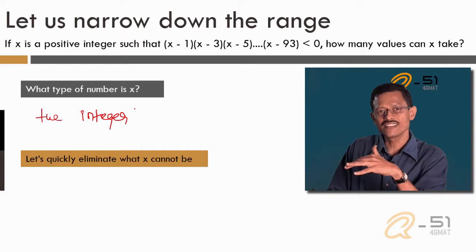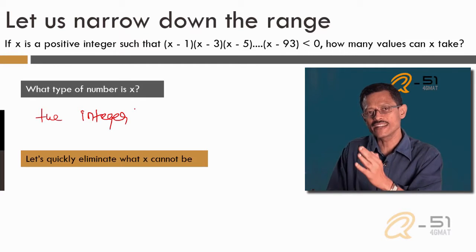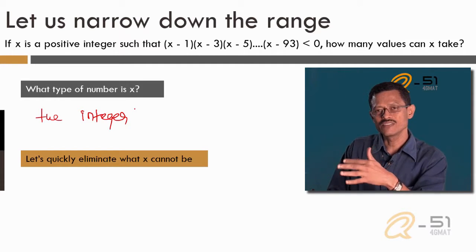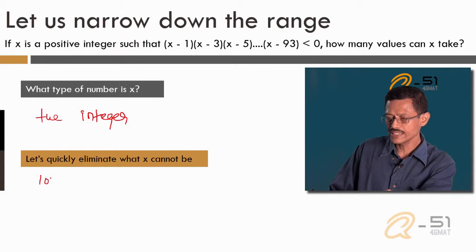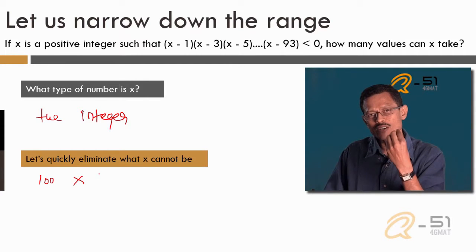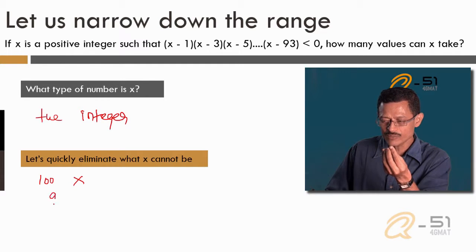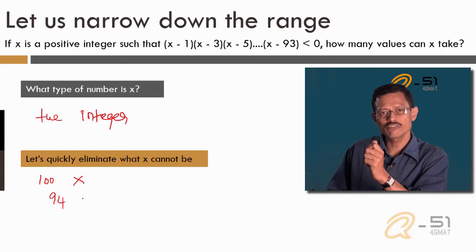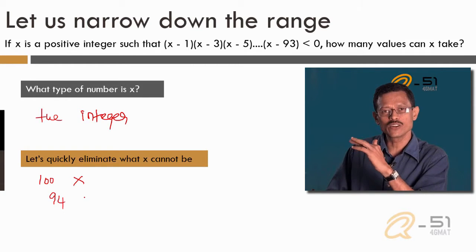If I plug in something like 100, 100 minus 1 is positive, 100 minus 3 is positive. Every number up to x minus 93 will all be positive. Product of so many positive numbers will definitely be a positive number, which essentially means that x taking a value like 100 does not meet the criteria, right? Beyond what numbers will it definitely be a positive number? Anything starting from 94 onwards will make all of these terms positive numbers, which means the final product is going to be a positive number. So anything 94 and above, we need not worry about.